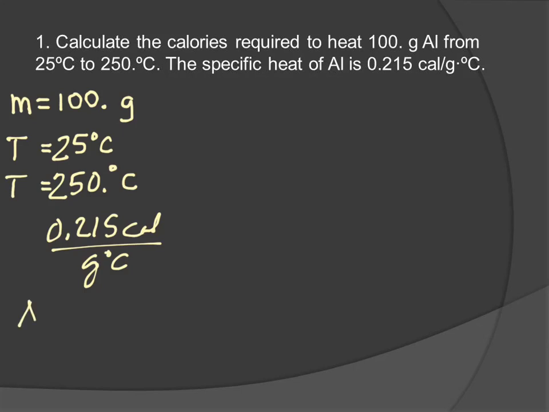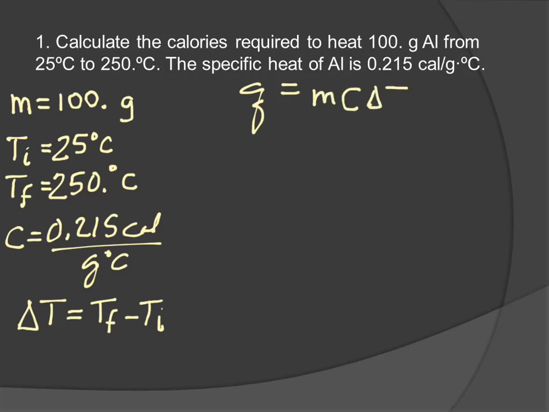Now in these sorts of problems we have the change in temperature, which is the final temperature minus the initial temperature. So we need to identify which one's final, which one's initial. Well, the question says from 25 to 250. So 25 must be initial and 250 must be final. It says the specific heat is. The abbreviation for the specific heat is the letter C. The equation we need is Q equals MC delta T.